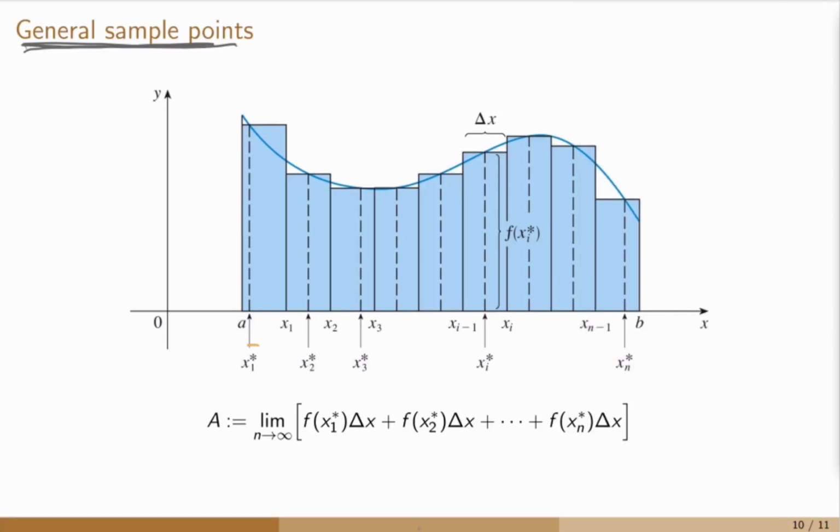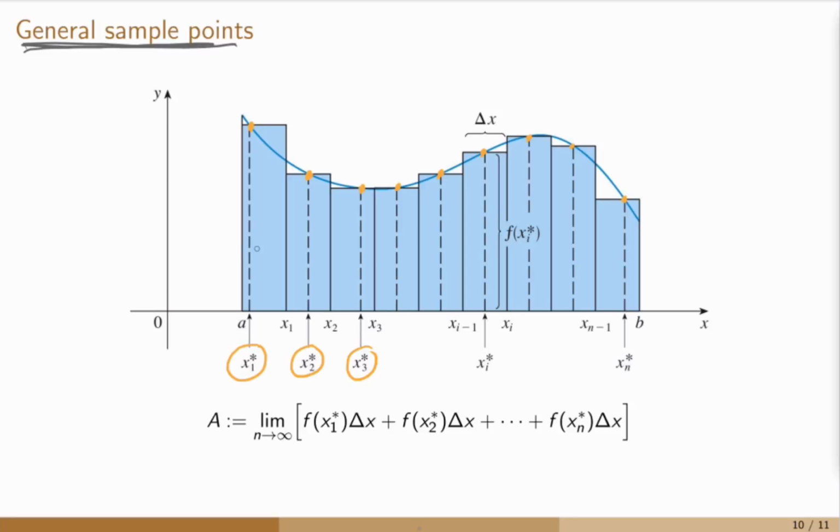So for example, this point x1 star actually sits a little bit off the left boundary, right? It's to the left, but it is not the left endpoint. x2 star, for example, has been chosen pretty much in the middle of the rectangle. x3 star is a little bit more to the right, but it is not the right endpoint, etc., etc. So more in the middle, more in the middle, more in the middle, and here a little bit more to the right.